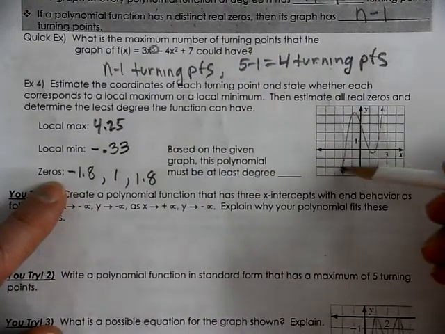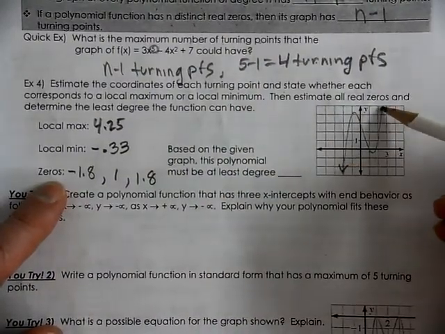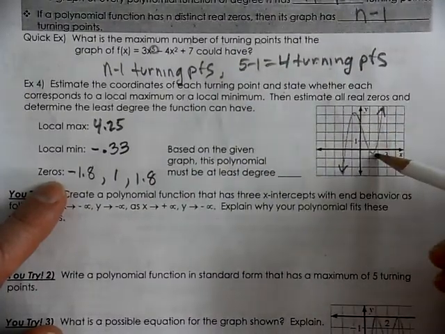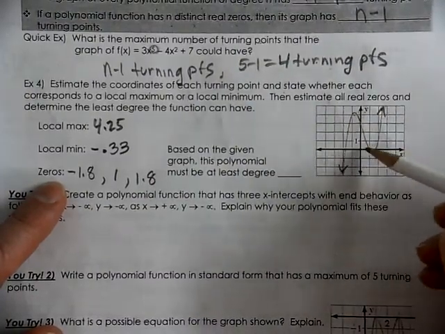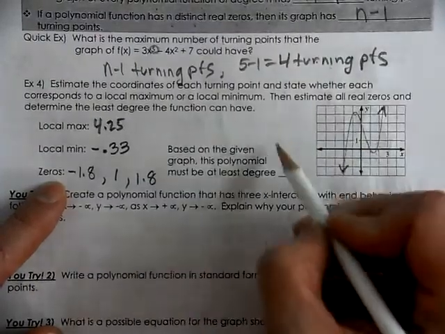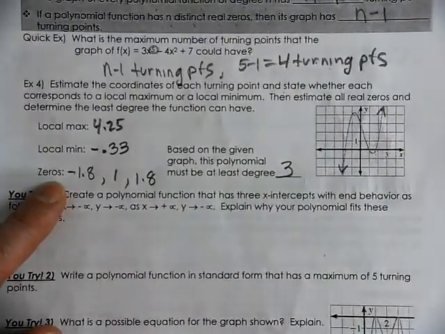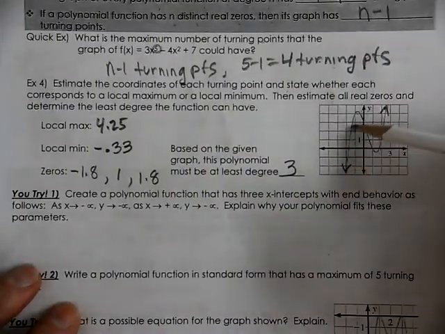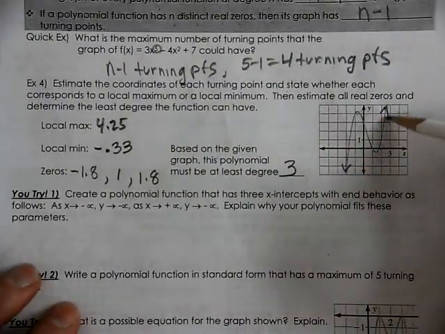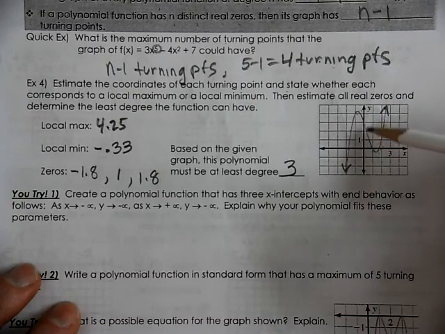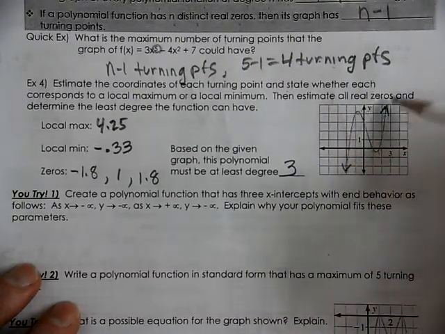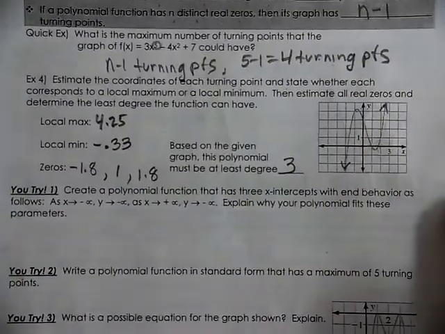Since this is going downwards and upwards, we know it's an odd degree. Because it has 2 turning points, it has 3 zeros, we would expect this to be a degree of 3. And if you look, it goes real smooth throughout this whole graph. It doesn't have any weird movements, so pretty confident that it would be made by a cubic equation.